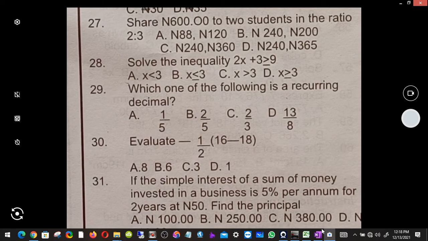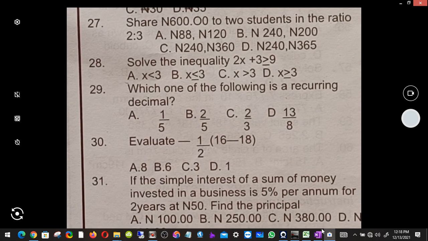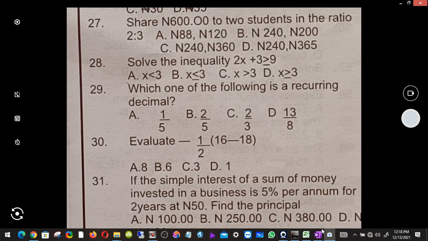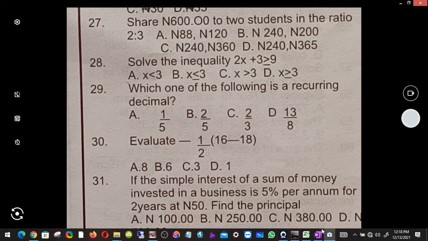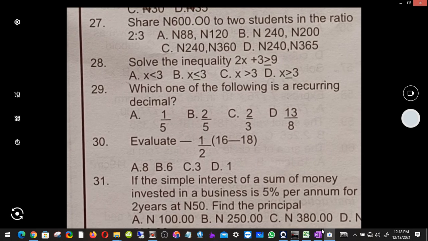X greater than or equal to 3. Option D. Next. Which of the following is recurring? That is, the division won't stop. Okay, the division won't stop.